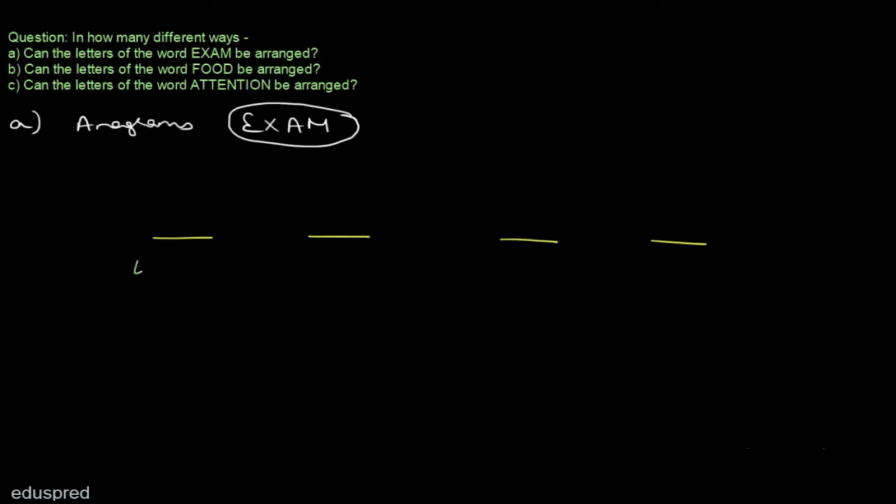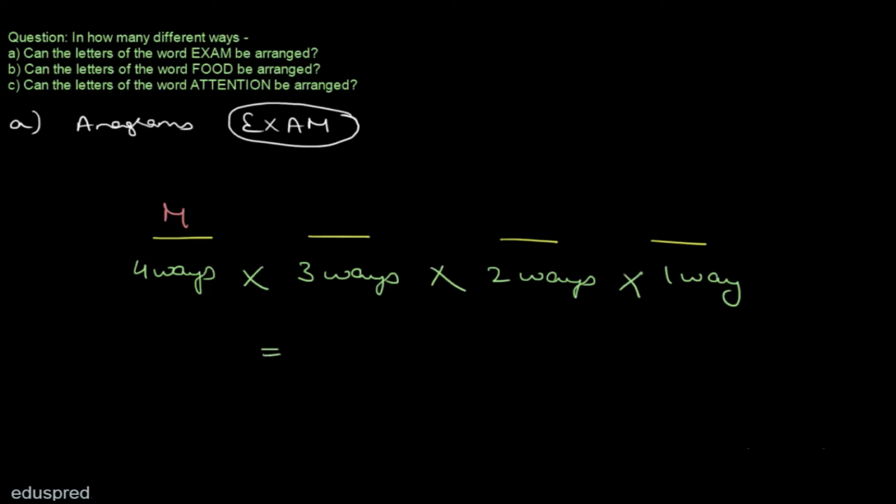So the first slot can be filled in 4 ways, and let's say we write M here. Having filled the first slot with the letter M, we can fill the second slot in 3 ways. Similarly, we can fill the third slot in 2 ways, and we can fill the fourth slot in 1 way. Now, because we are filling all these slots, this is 4 ways multiplied by 3 ways multiplied by 2 multiplied by 1. So this is equal to 24, or you can also write that this is equal to 4 factorial. So this is about part A.